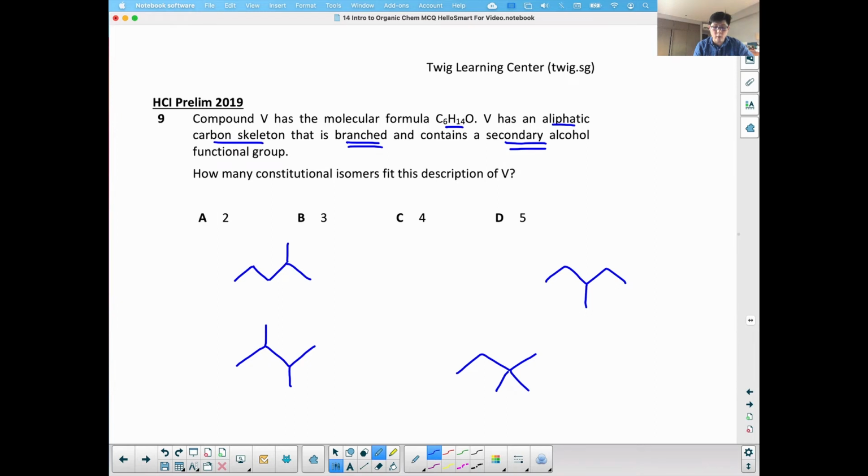So let's check how you can draw the secondary alcohol. So I'm going to put the secondary alcohol, the OH, over here.